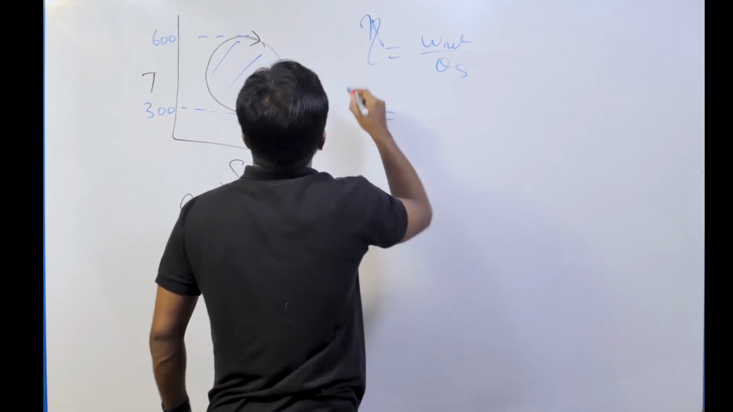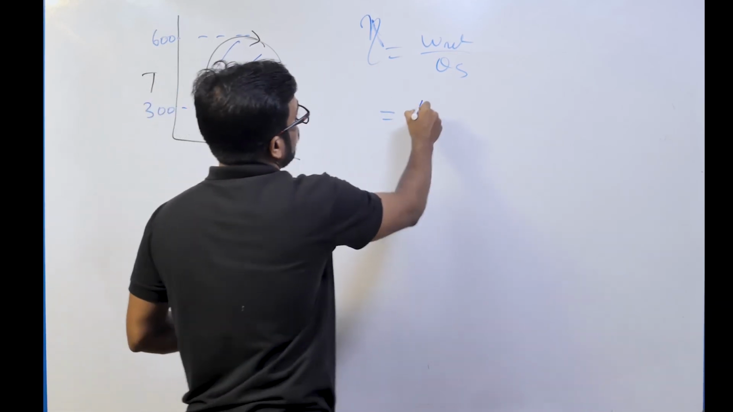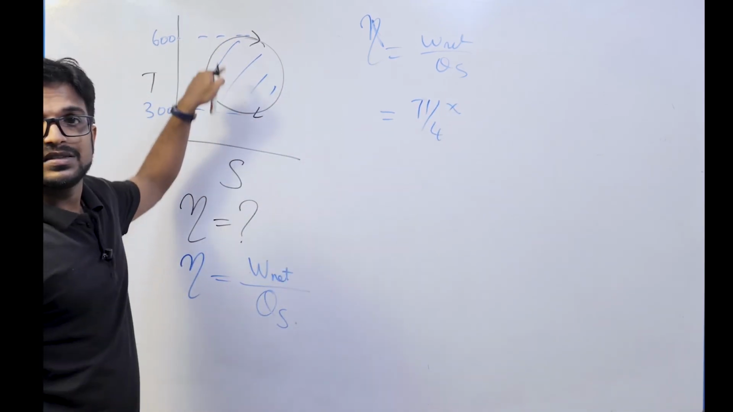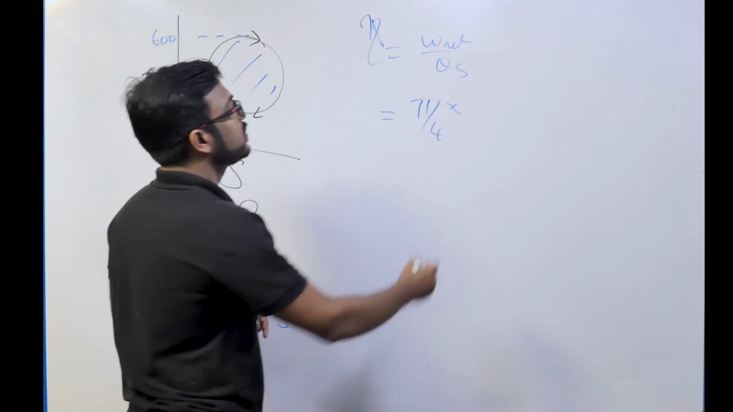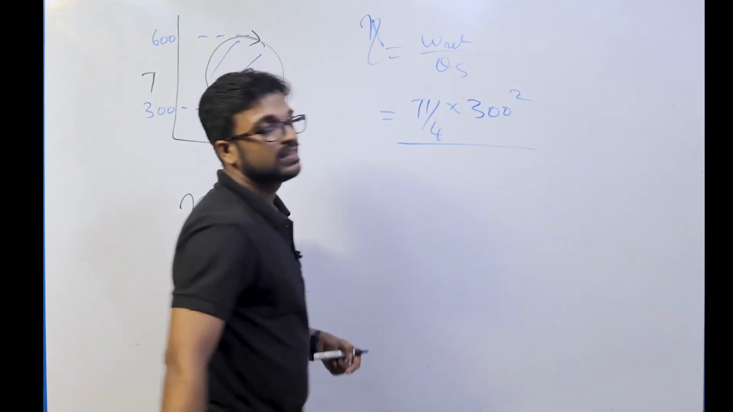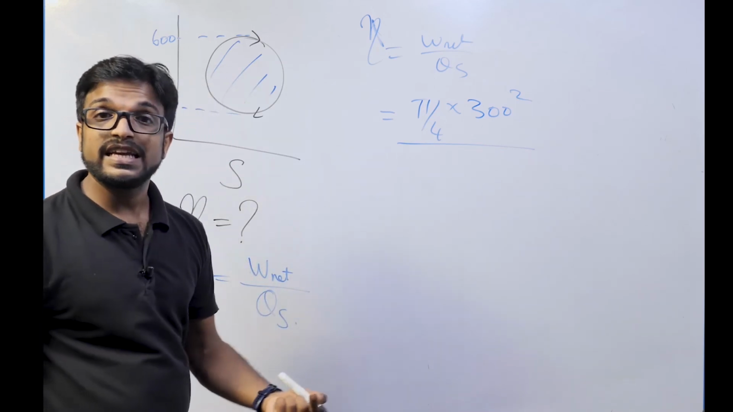It is going to be the net area of the circle, which is nothing but pi by 4 d square, right? Pi by 4 d square. What is the diameter of this circle? 600 minus 300, 300 square. That was pretty straightforward. Now the question is, what is the heat supplied?